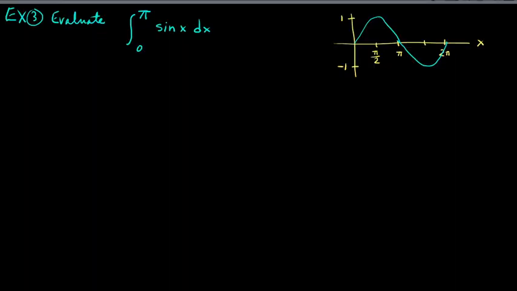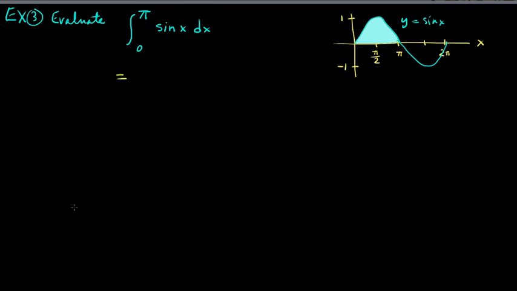Okay, so next example, we want to evaluate this definite integral from 0 to pi, right? Pi is 3.14159 and so on, of sine x dx. And I even drew the picture here. This is the graph of y equals sine x from 0 to 2 pi, but we're only going from 0 to pi, right? In other words, this is the area we want to calculate here, right? That's what this definite integral represents. So how do we do it?